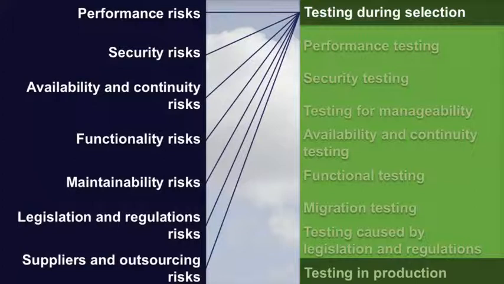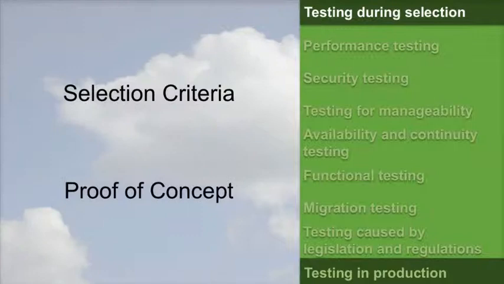So let's start with testing during selection. The earlier risks are mitigated, the better it is. Early involvement is key, nothing new there. One of the first actions that can be taken is making sure that the selection criteria are complete and specific enough. Complete means including cloud-specific risks, for which I provided a number of examples earlier. Specific means, is it clear how to verify that a criterion is met or not.